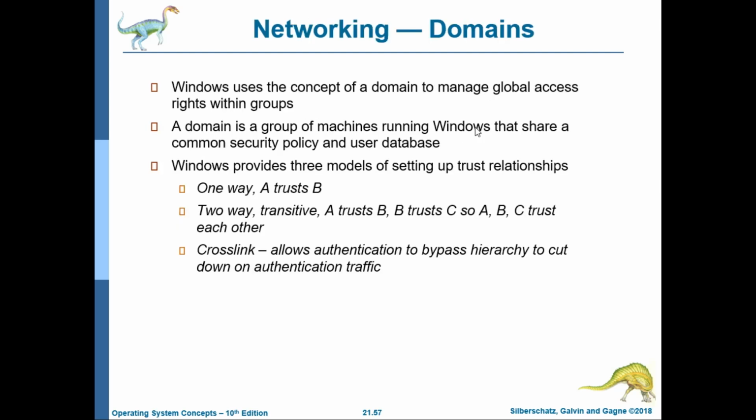Okay, next we have the domains in networking. Windows uses the concept of a domain to manage global access rights within groups. So a domain is a group of machines running Windows that share a common security policy and user database. Windows provides three models of setting up trust relationships, such as one-way, A trusts B. We also have two-way transitive, A trusts B, and B trusts C, so A, B, C trust each other. And then we also have cross-link, which allows the authentication to bypass the hierarchy to cut down on authentication traffic.